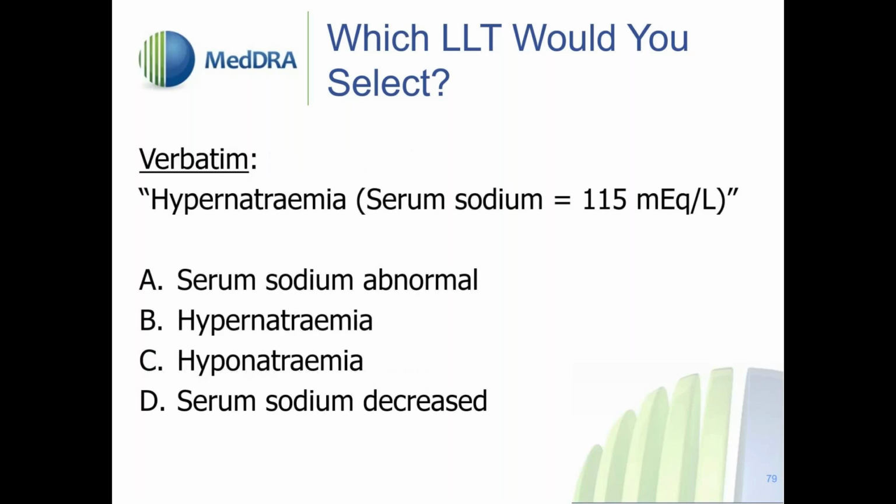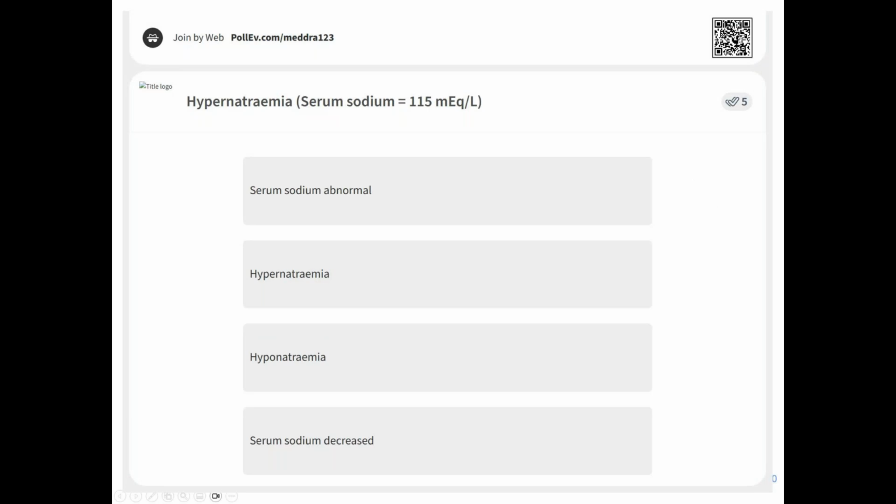Okay, we saw examples of this in our previous slides. Hypernatremia with a serum sodium of 115 milliequivalents per liter. And if you want to look it up, as an FYI, you can look it up for serum sodium in the milliequivalent per liter units. You have the units, it's about 135 to 145. So what do you have here? You have hypernatremia with serum sodium 115.